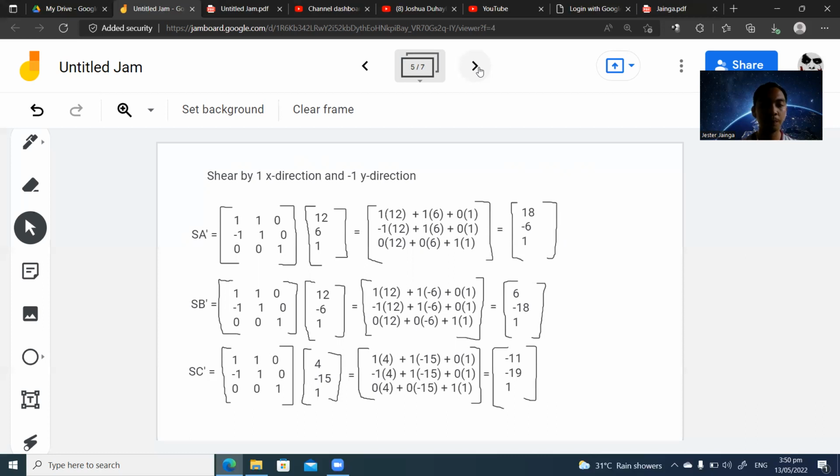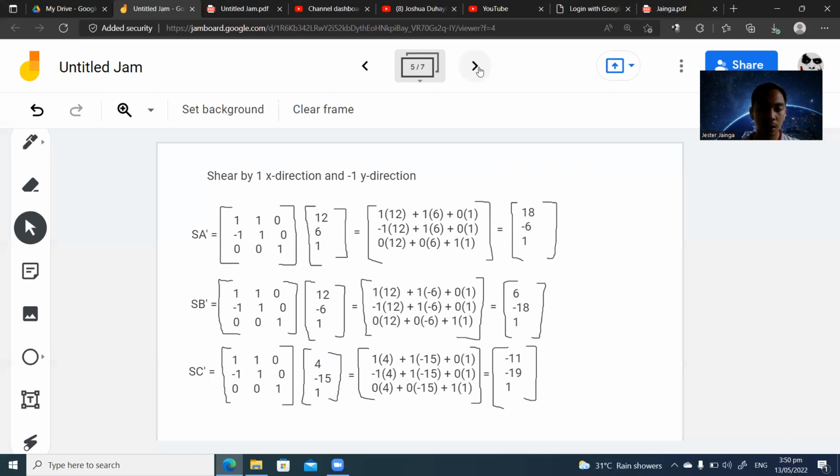So for the B, the values are 12 and then -6. So 1 times 12 plus 1 times -6 plus 0 times 1, and -1 times 12 plus 1 times -6 plus 0 times 1, and 0 times 12 plus 0 times -6 plus 1 times 1. So the new value is 6 and then -18.